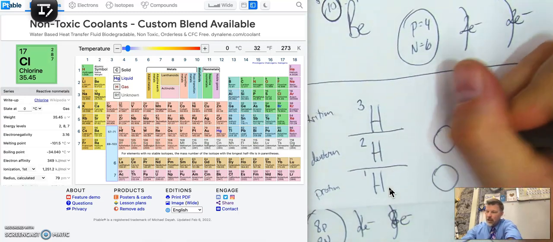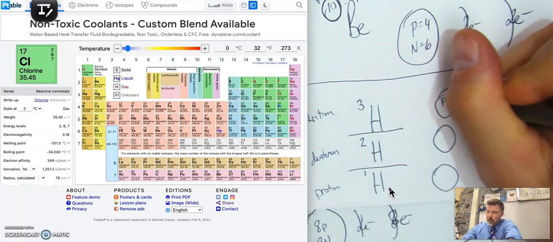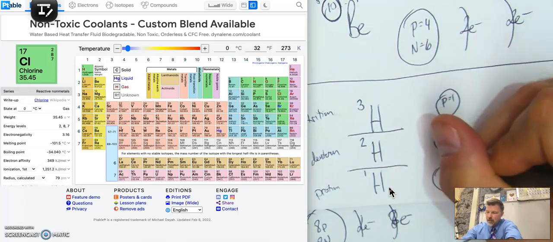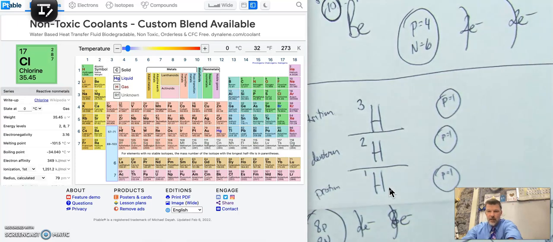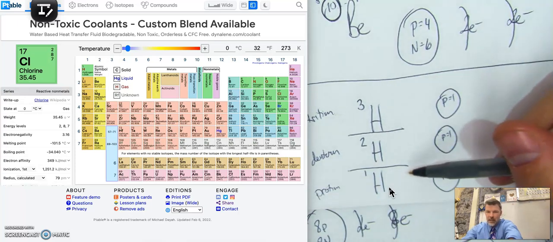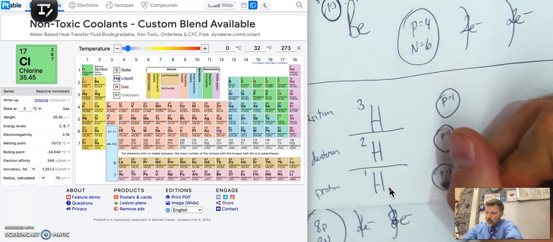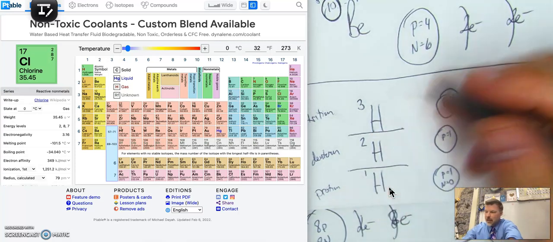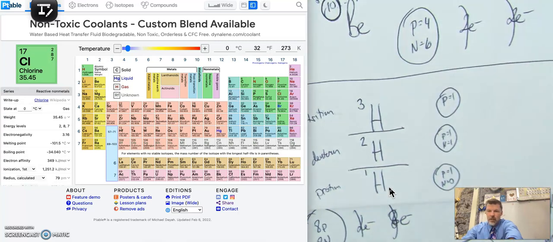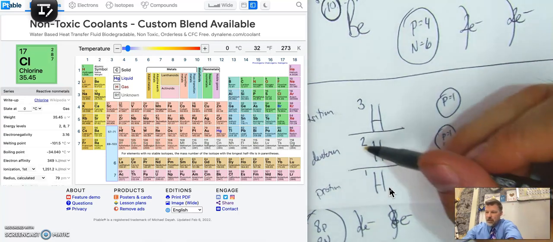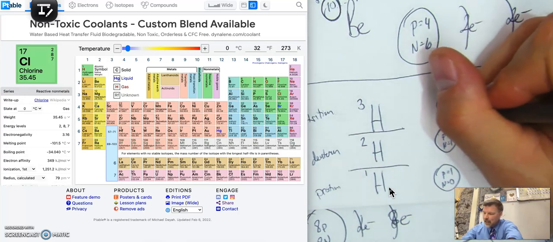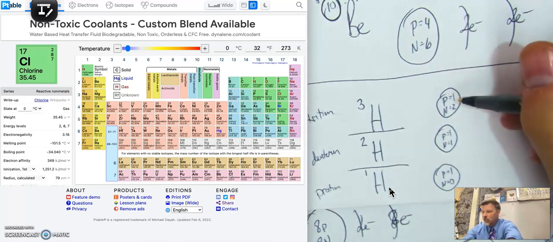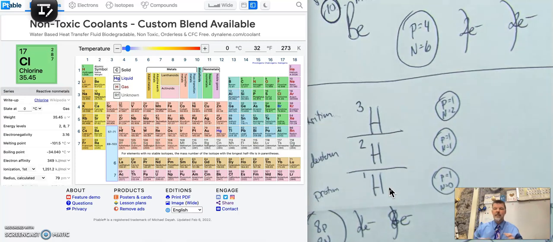So they're all hydrogens. So every one of them is going to have 1 proton, because that's what makes hydrogen hydrogen. But this guy has a weight of 1, so he must have 0 neutrons, because 1 plus 0 is 1. This guy's got a weight of 2, so he has 1 neutron. 1 plus 1 is 2. And this guy, he's going to have 2 neutrons. 1 plus 2 is 3. And that's all there is. That's how you do Bohr models with isotopes.